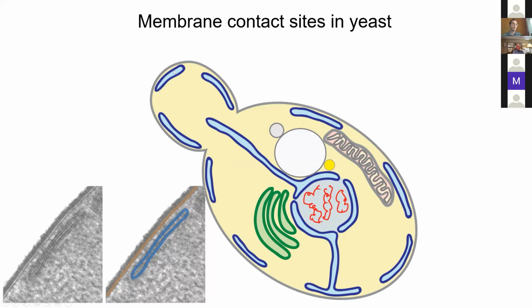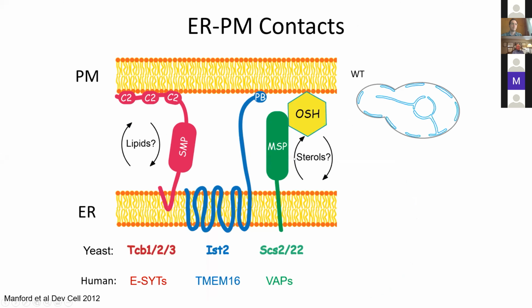Our lab has spent a lot of time studying these ER-PM contact sites, and we've characterized many of the proteins that are required for tethering the ER to the plasma membrane. We found that there are at least 6 proteins that are very important for maintaining this contact, and they're all conserved from yeast to humans. They're the extended synaptotagmins, which in yeast are TCB1, 2, and 3. There's a TMEM16 protein, which in yeast is IST2, and there are the VAPs, which in yeast are encoded by SCS2 and 22.